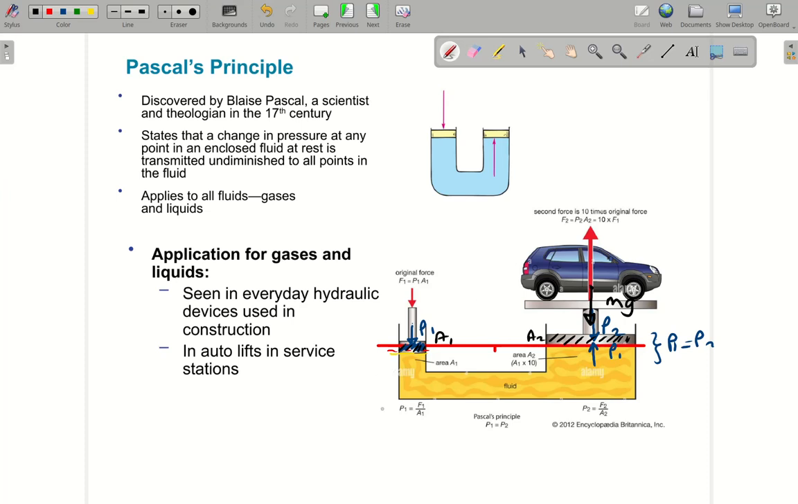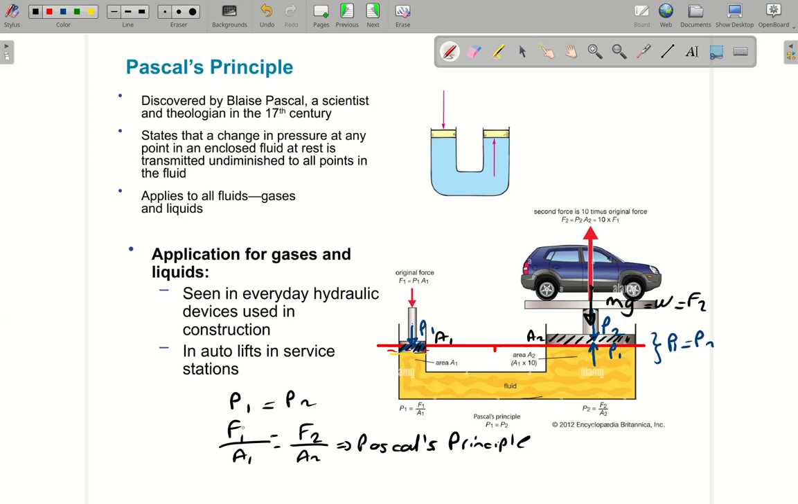By maintaining that and using the fact that P1 is equal to P2, I can apply a small force here and lift up a very large car, which has a very large weight applied to the right side, which will be the force applied here. This would be my F2. So pressure on the left, force 1 over area 1, applies a pressure. That pressure is carried to the right by the liquid, and on the right, pressure 2, F2 over A2, is equal to that. This is called Pascal's principle, and all hydraulic lifts use this principle.